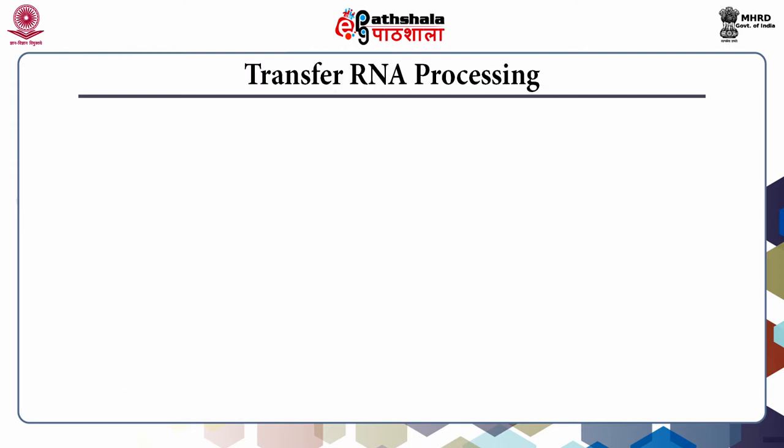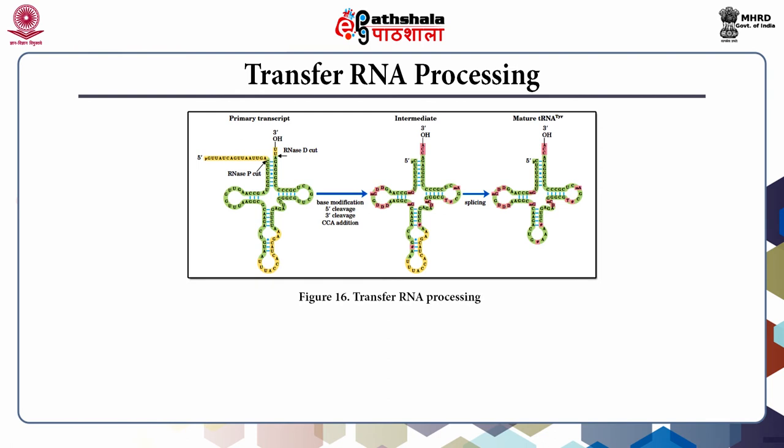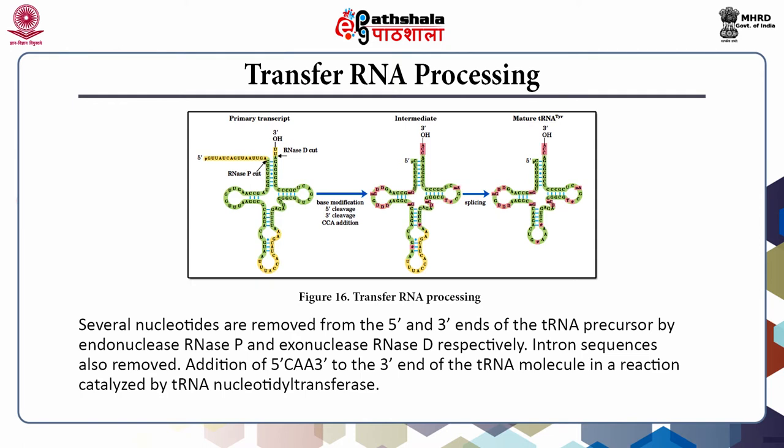Transfer RNA processing. Figure 16. Most eukaryotic cells have 40 to 50 different transfer RNA molecules and several copies of many of the transfer RNA genes. Transfer RNA molecules are as well synthesized as longer precursors, which are enzymatically processed to the final mature transfer RNA molecule. Several nucleotides are removed from the 5' and the 3' end of the transfer RNA precursor by the endonuclease RNase P and the exonuclease RNase D respectively.